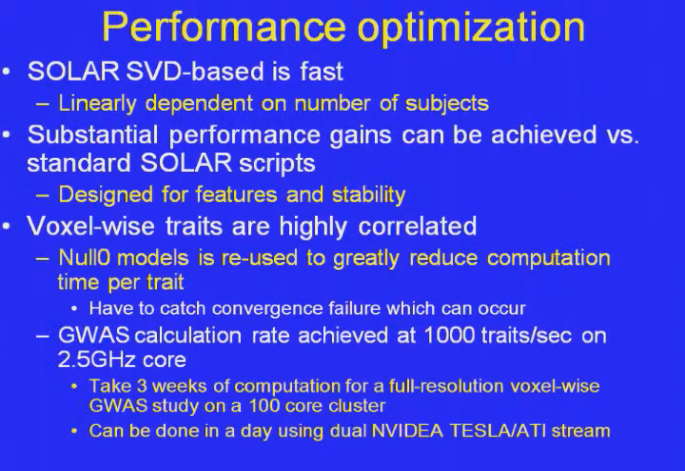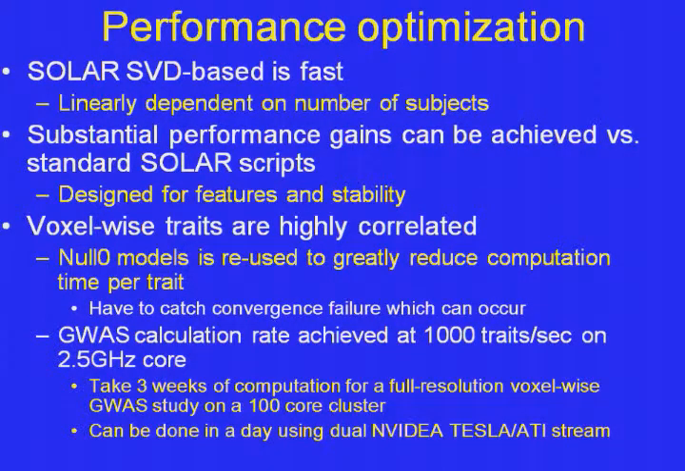So in terms of performance optimization, the latest version of the eigenvalue decomposition technique is actually wicked fast, and it becomes linearly dependent on the number of subjects rather than squarely dependent on the number of subjects. Further substantial performance gains can also be achieved by redesigning SOLAR scripts, because those SOLAR scripts were designed for both features, robustness, and stability.